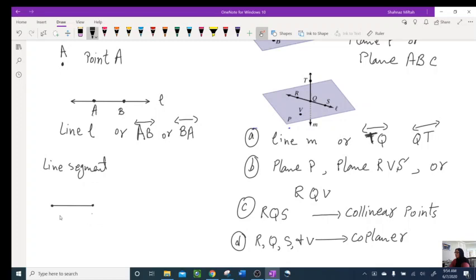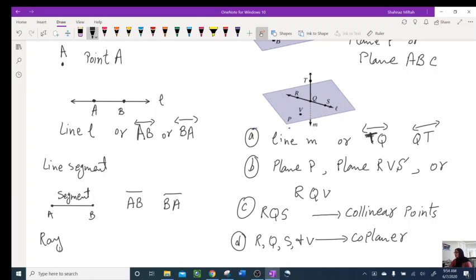So if I have this segment, this is A and that's B. So I would say this is a segment. And how do I name this? It's going to be segment AB, with a line on top of AB, or you can say BA. Okay, now, what is a ray? Let's talk about a ray.